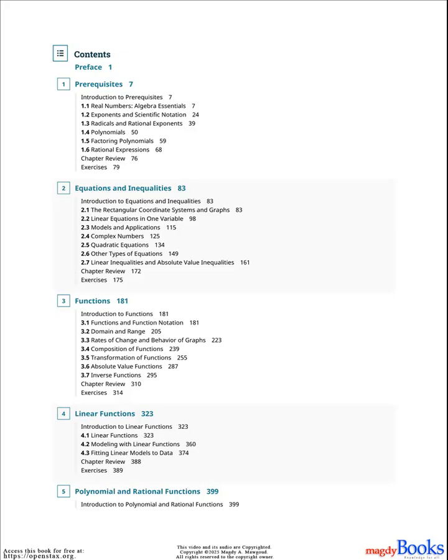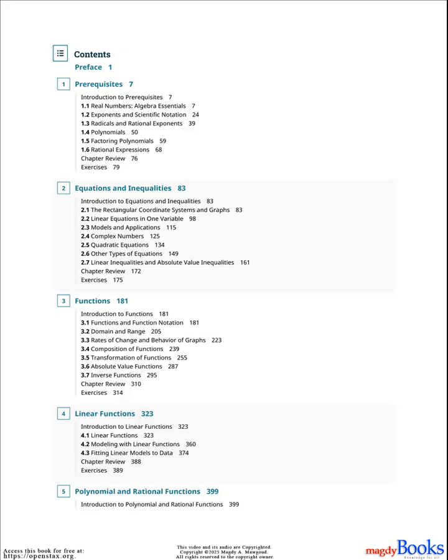Contents. Preface. 1. Prerequisites. Introduction to prerequisites. 1.1. Real numbers. Algebra essentials. 1.2. Exponents and scientific notation. 1.3. Radicals and rational exponents. 1.4. Polynomials. 1.5. Factoring polynomials. 1.6. Rational expressions. Chapter review.